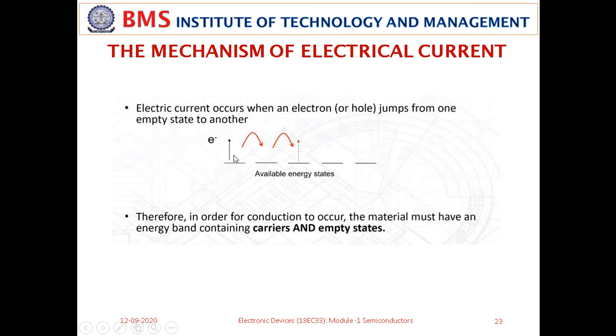So in a crystal lattice, electrons keep jumping from one empty state to another. This can happen in the conduction band. When an electron is totally free, it can find an empty state and make a hop. When it jumps, it leaves an empty position behind. That creates a hole. Therefore, in order for conduction to occur, the material must have an energy band containing carriers and empty states. So it should have carriers and there should be an empty state.